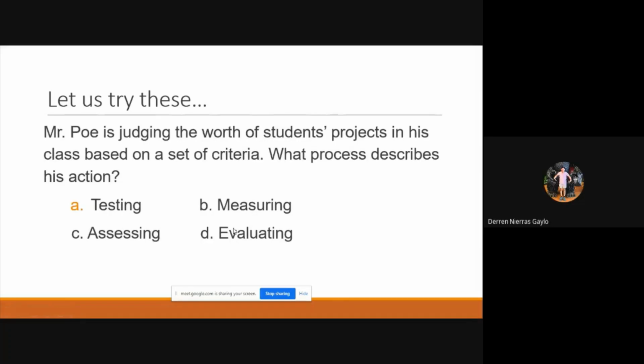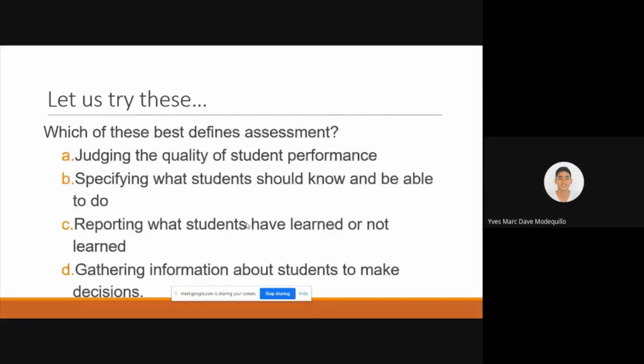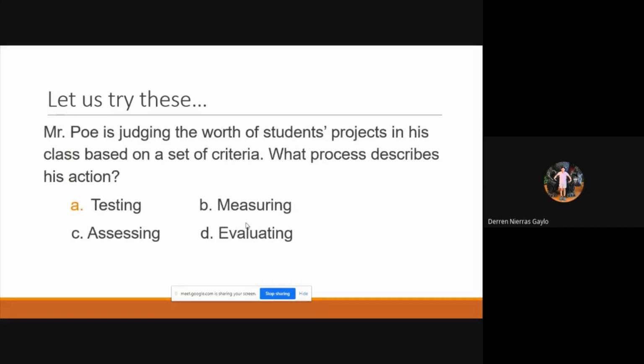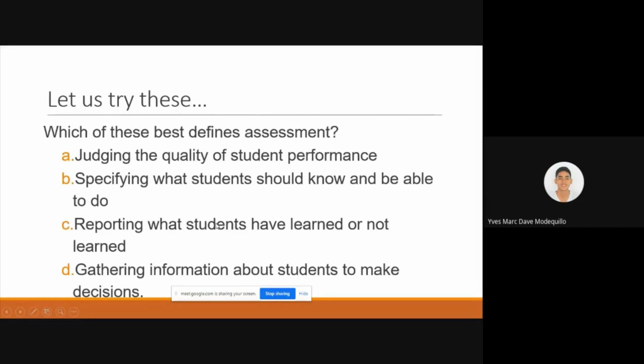Okay, this one. Mr. Joe is judging the worth of students' projects in his class based on a set of criteria. What process describes his action? Judging the worth? Evaluating. Okay, very good.